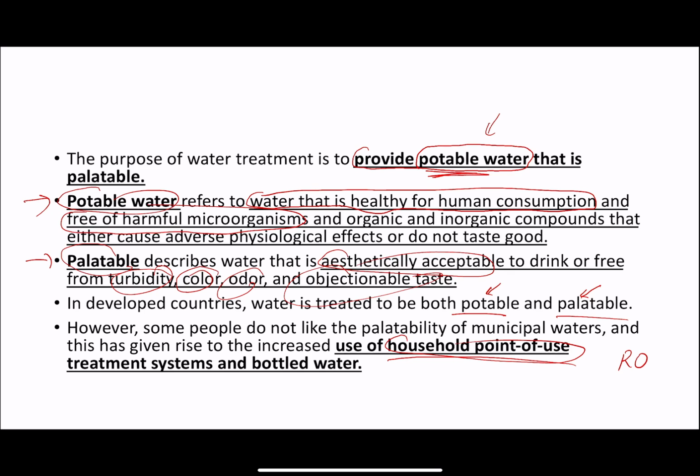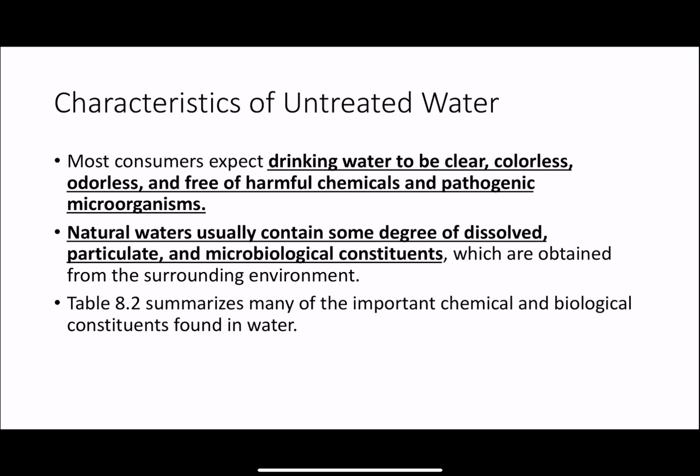So some people, they don't like the palatability of their municipality water. They use a household point of use treatment system. And some of them, they use bottled water. What are the characteristics of the untreated water? Of course, everyone expects drinking water to be clear. You don't expect the water to be having some color. Of course, colorless, odorless, no smell, and free of harmful chemicals and pathogenic microorganisms. Every consumer, everybody expects these things to be inside the drinking water.